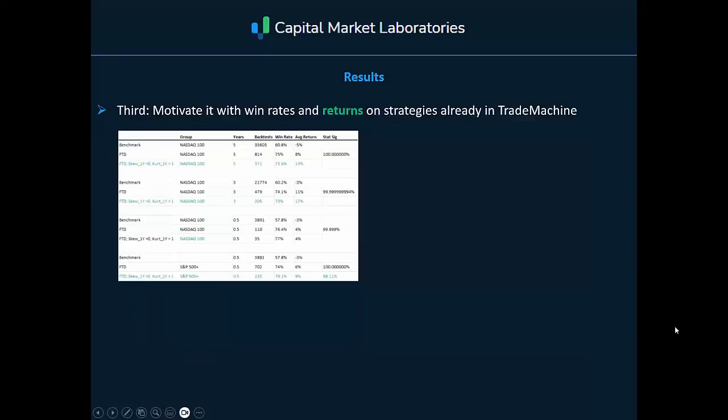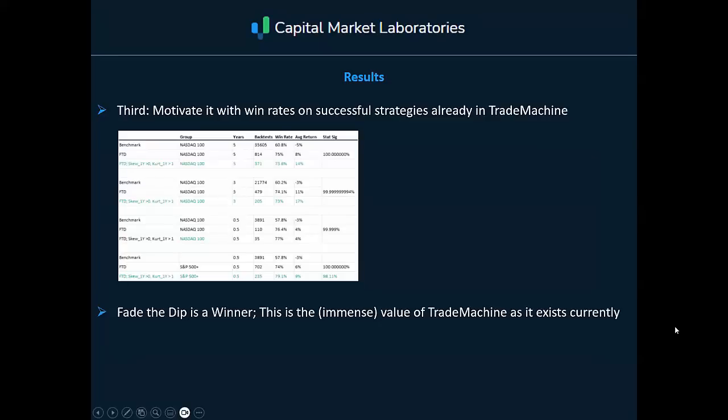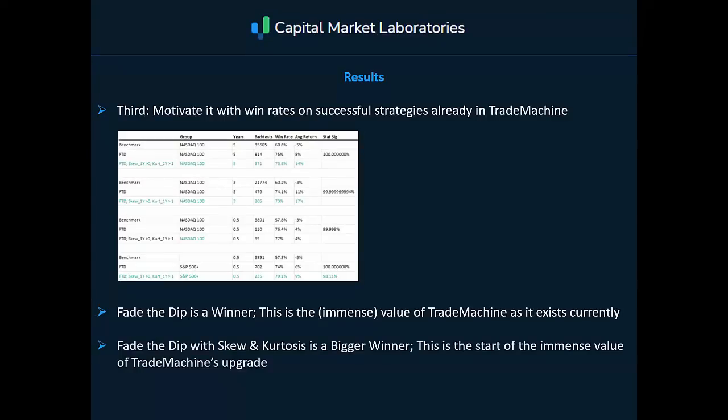So what happened? Fade the dip is a winner. This is the immense value of Trade Machine as it exists currently. Current Trade Machine members, you've been getting a lot of value with this strategy. But fade the dip with skew and kurtosis is a bigger winner. And this is the start of the immense value of Trade Machine's upgrade. Just the start. We've just begun.